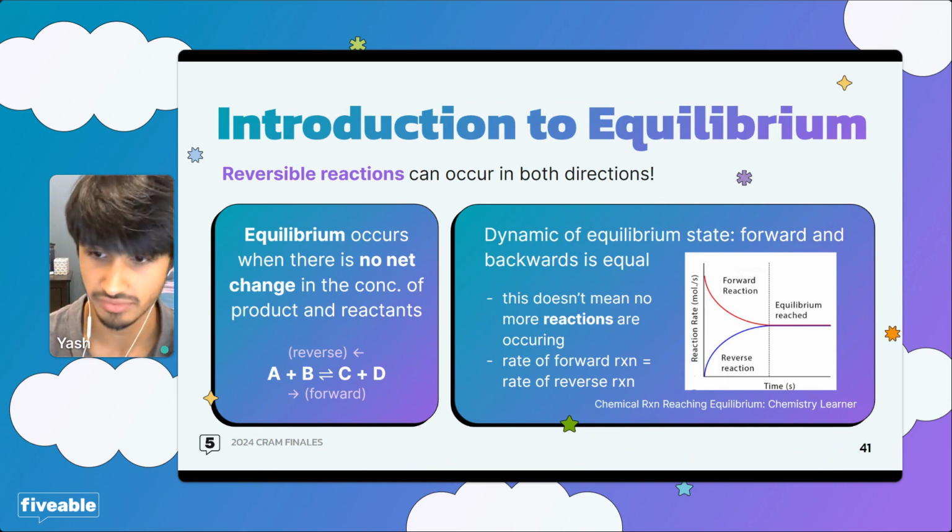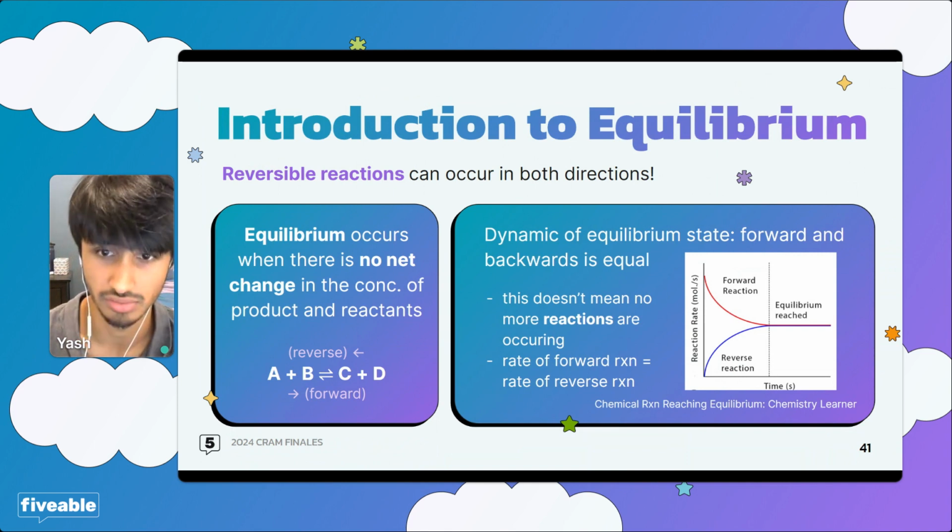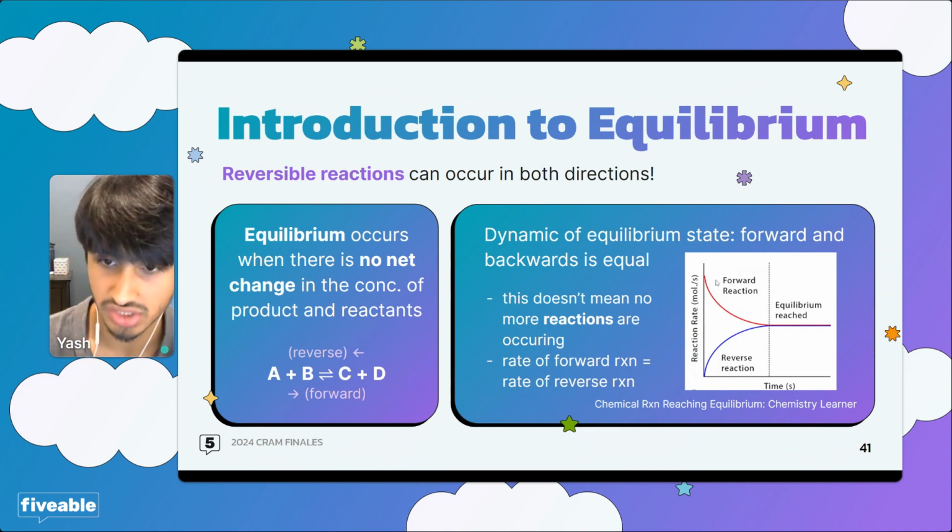So here's a quick graph. Say you start with a system where there are only reactants, and we're looking at a graph with time on the x-axis and reaction rate on the y-axis. If you only have reactants, you're only going to start with some forward reaction rate. And this forward reaction rate is slowly going to decrease and decrease as more of those reactants are converted into products.